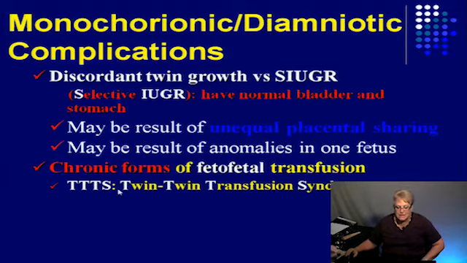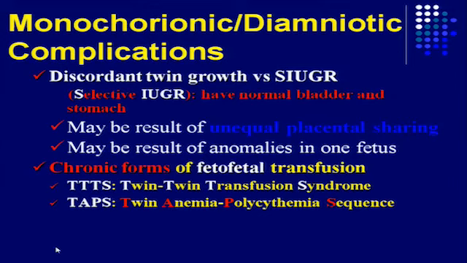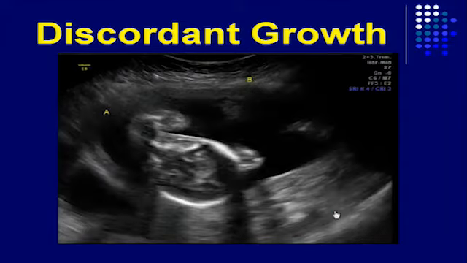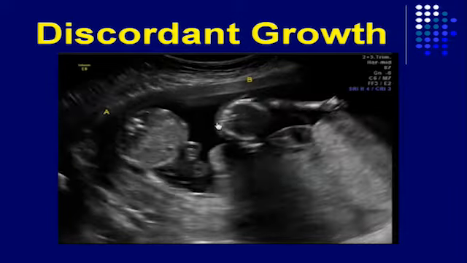So TTTS, which is the one that most people know about, is twin-to-twin transfusion syndrome, versus TAPS, which is twin anemia polycythemia sequence. And there's that article if you guys want to look at it. But discordant growth, just by looking at this, look at this baby's tummy versus that one's.